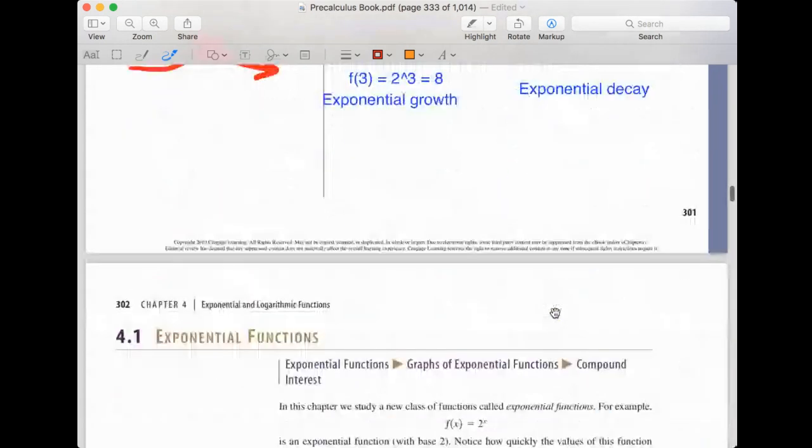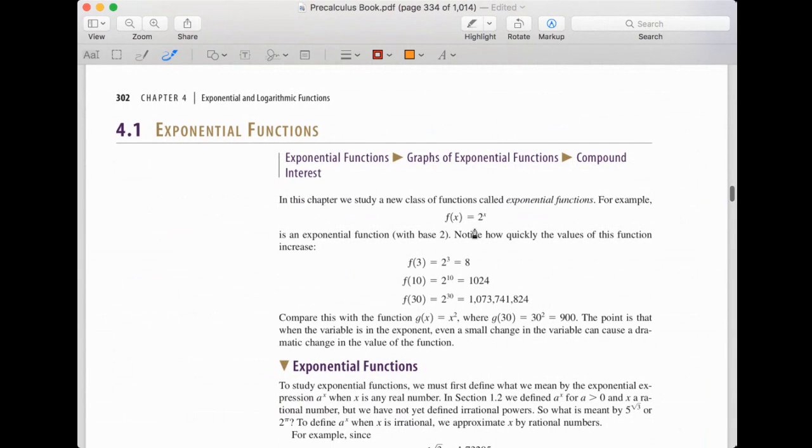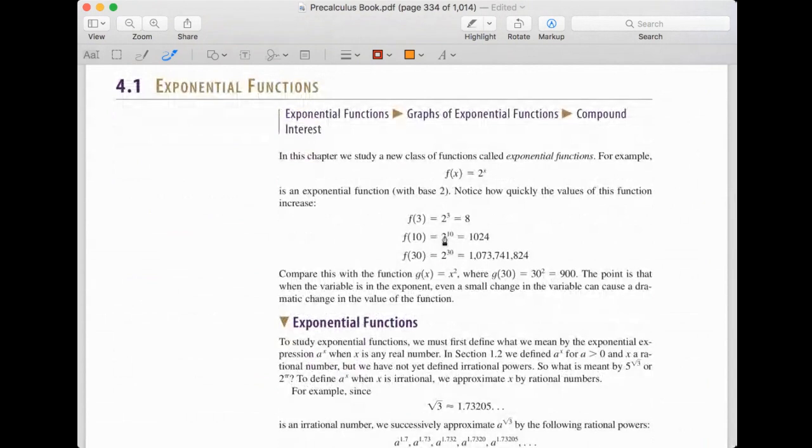Let's see some more examples. We have f of x equals 2 raised to x. 2 to the 3 is 8, 2 to the 10 is 1024, and 2 to the 30 is a huge number. You see the difference from polynomial functions. This one is a quadratic function, where x appears as the base and has an exponent, x raised to 2, x squared. But in an exponential function, x appears in the exponent. The base is a number. That's the difference.